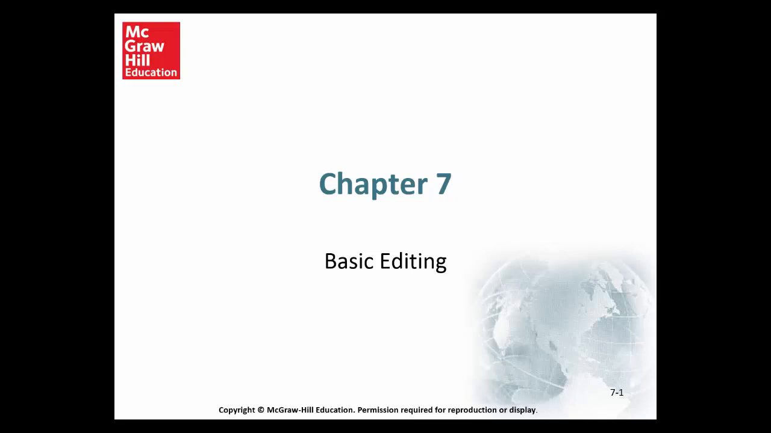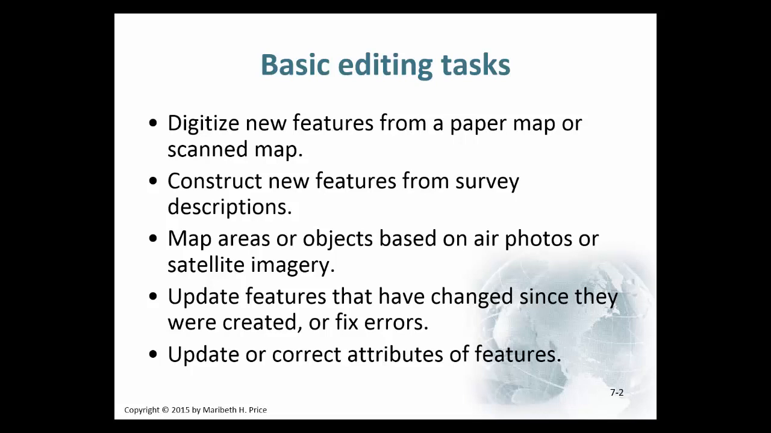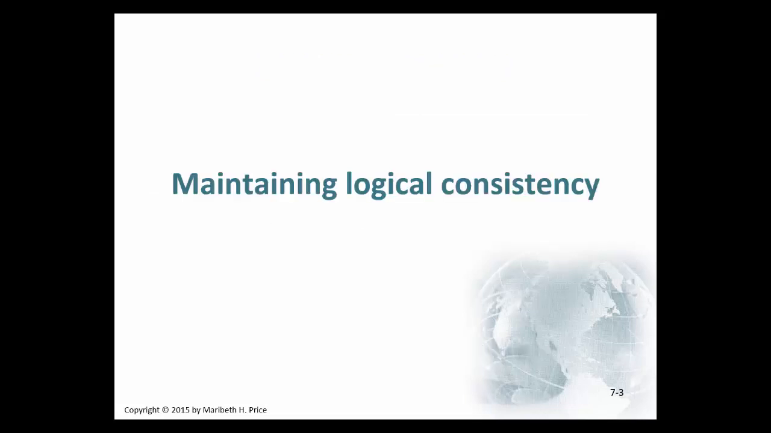Chapter 7 introduces us to editing with ArcGIS. Some examples of editing tasks include digitizing features from paper maps, construction features based on survey descriptions or aerial photographs, or correcting errors. You want to maintain quality and consistency in your digital data.